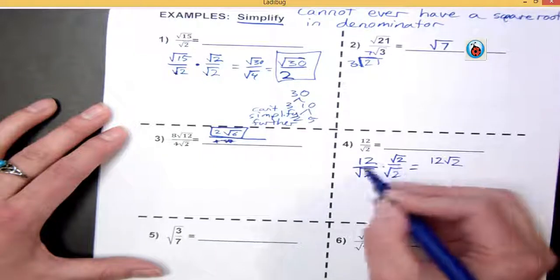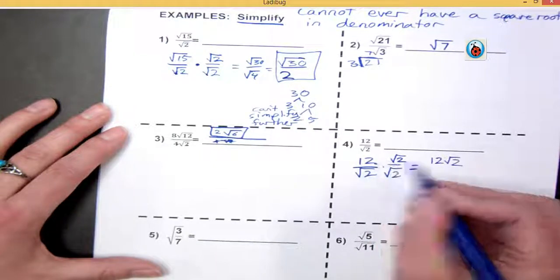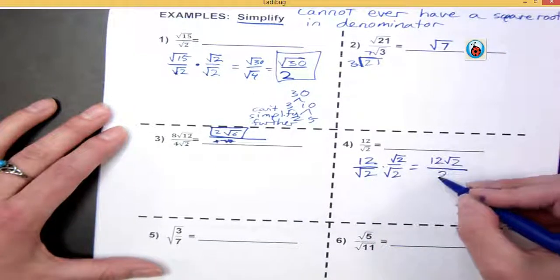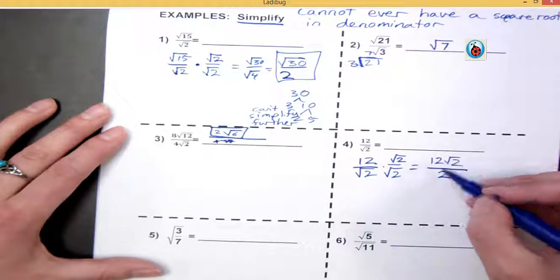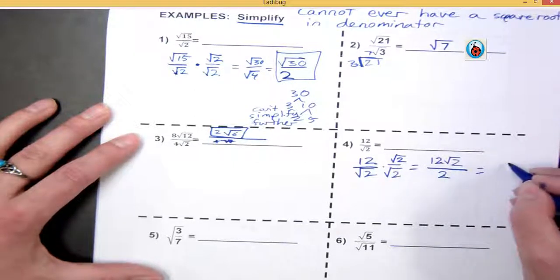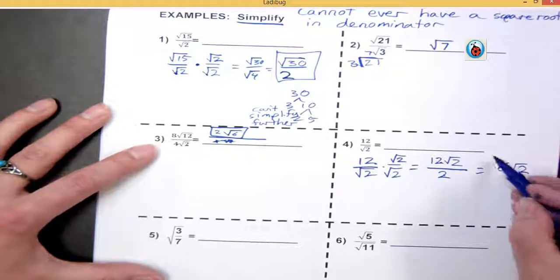Again, they're not like terms, so I cannot actually multiply them. I just join them together over whole number 2. Now I double check, and I have whole number 12 divided by 2, and so that does let me simplify to 6 root 2.